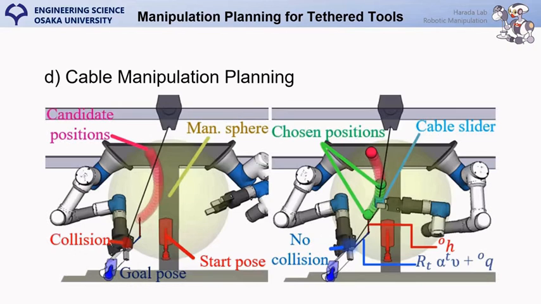Here we have a representation of our simulation environment. On the left picture, we can see the robot performing an object manipulation motion sequence. And our planner generates candidate positions in which to place the cable slider to directly change the shape of the cable and place it behind the tool.